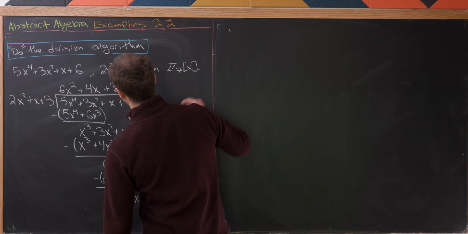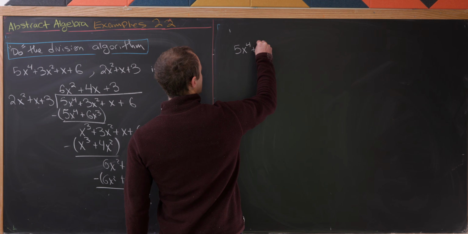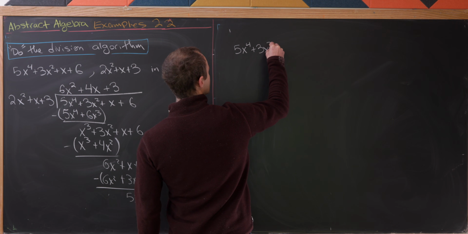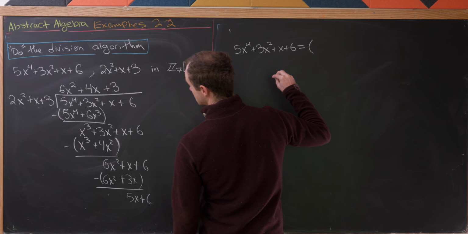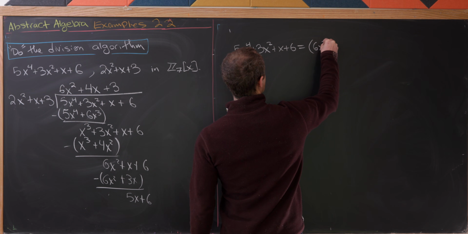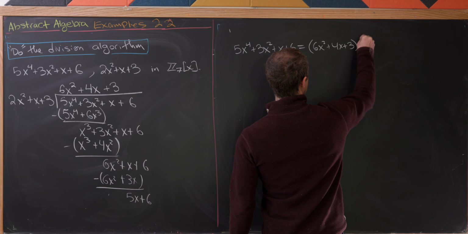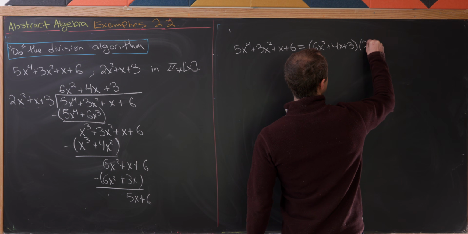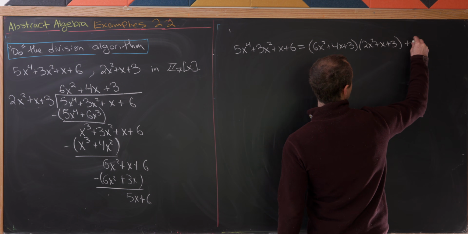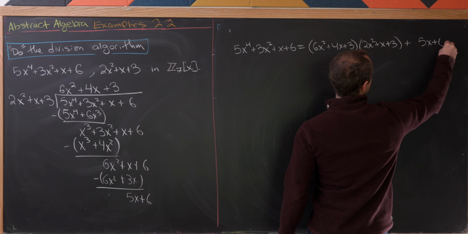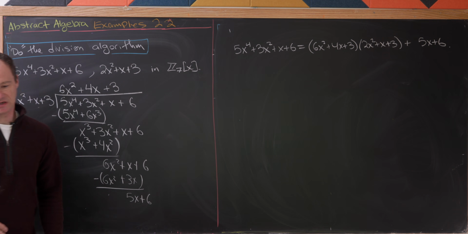Now we could write a conclusion over here that 5x^4 + 3x^2 + x + 6 is in fact equal to (6x^2 + 4x + 3) times (2x^2 + x + 3) plus our remainder, which was 5x + 6. And there we've done it. We've exhibited the division algorithm in this case.